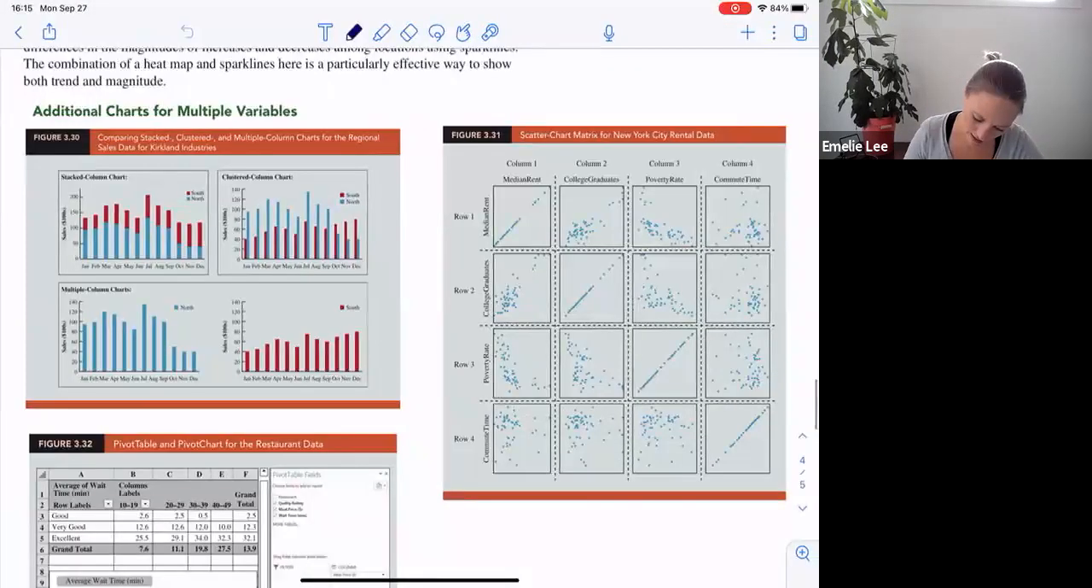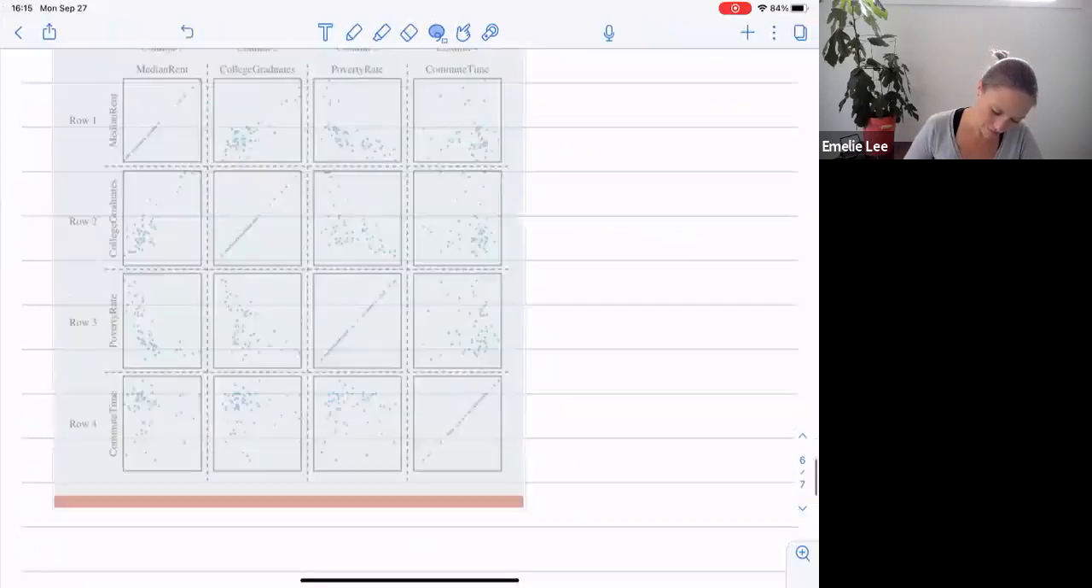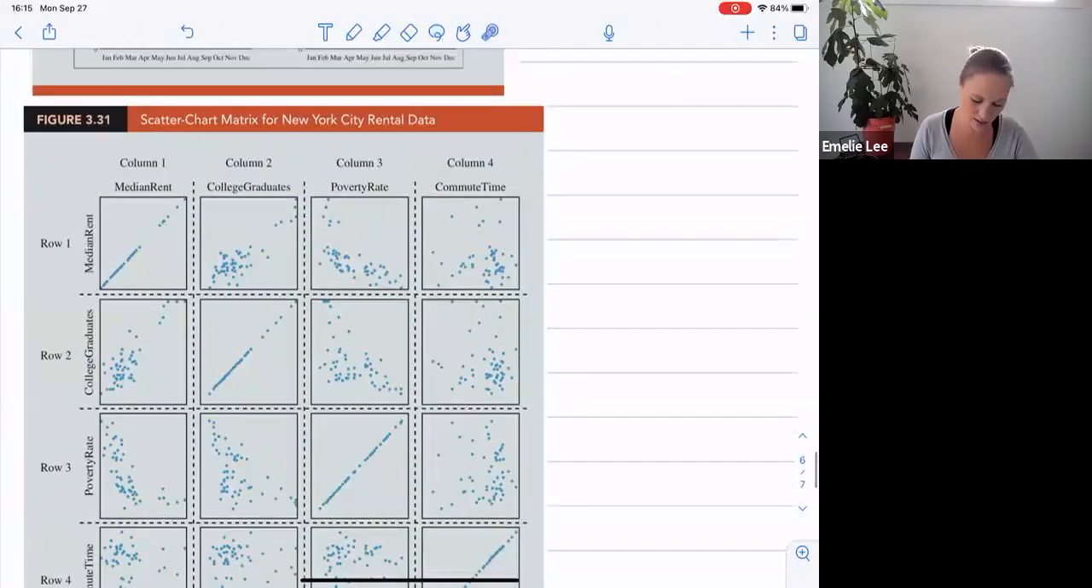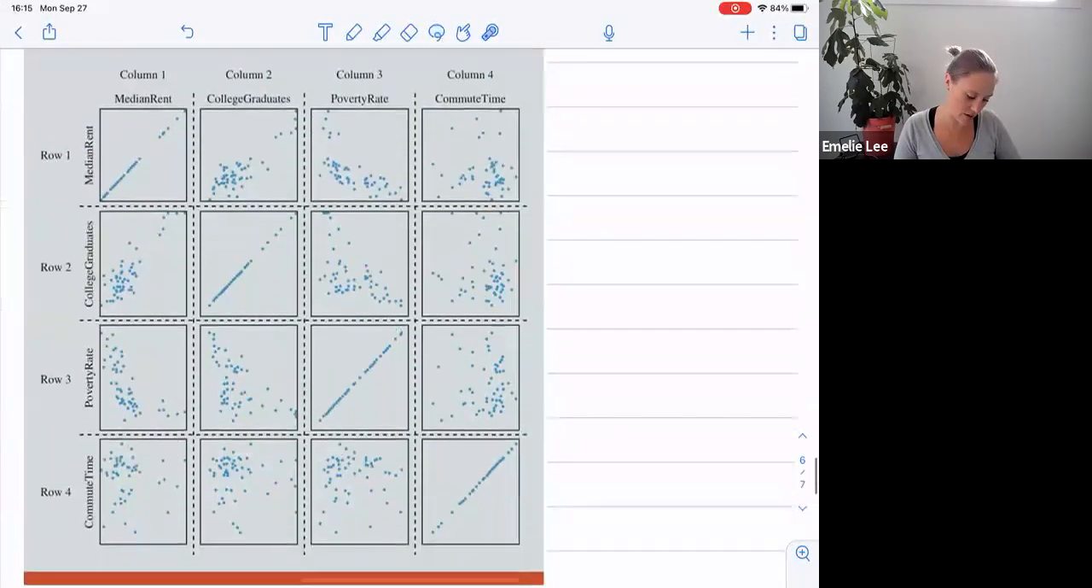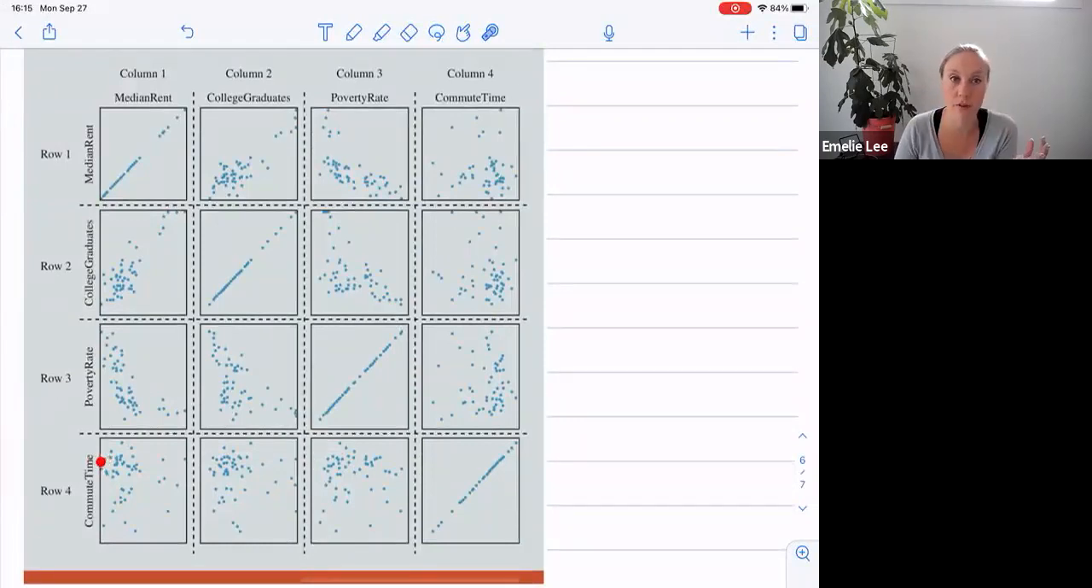Okay. Another thing we could do is we could look at something like this scatter chart matrix. So a scatter chart matrix, here we're looking at the median rent, the college graduates, the poverty rate, and the commute time. So these are just variables, who cares what they're from, against median rent, college graduates, poverty rate and commute time. So I've mapped them against themselves, right? But that gives us a series of scatter plots, right?